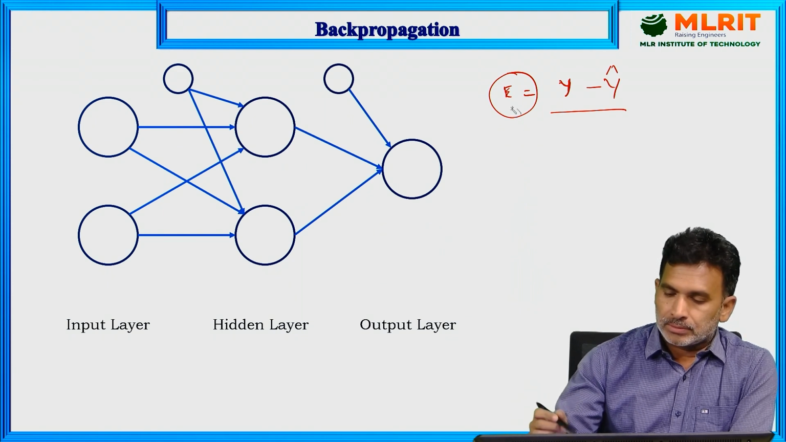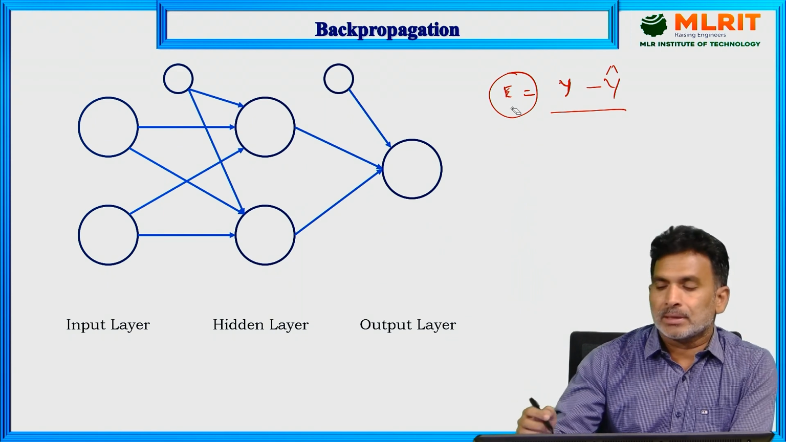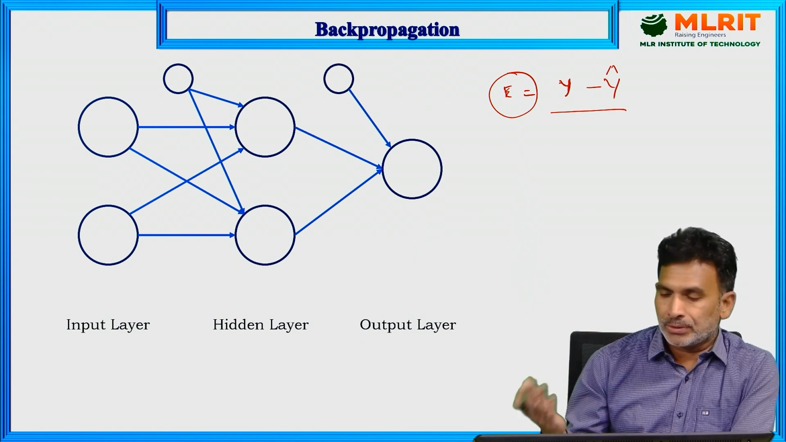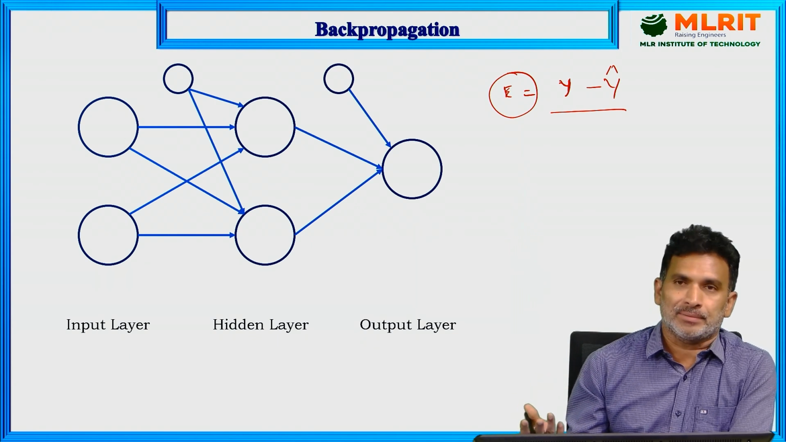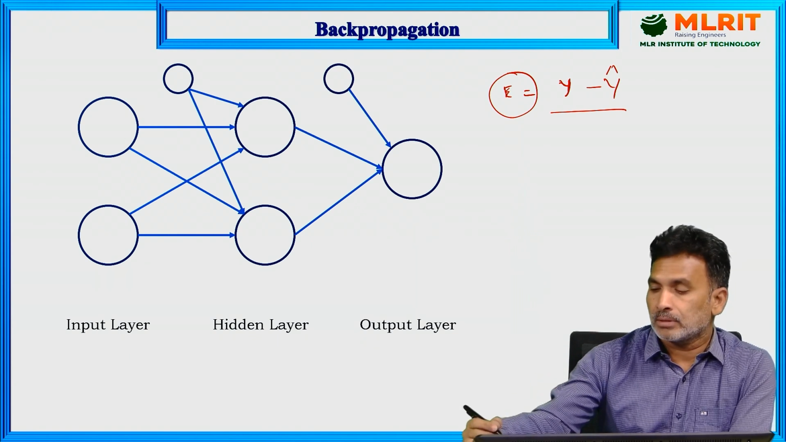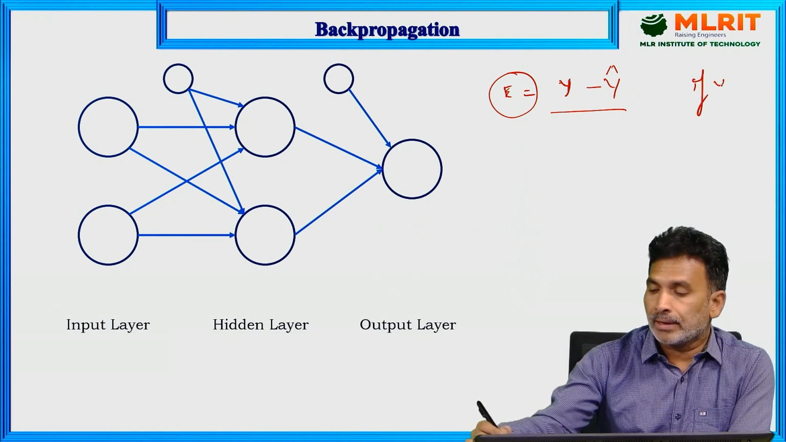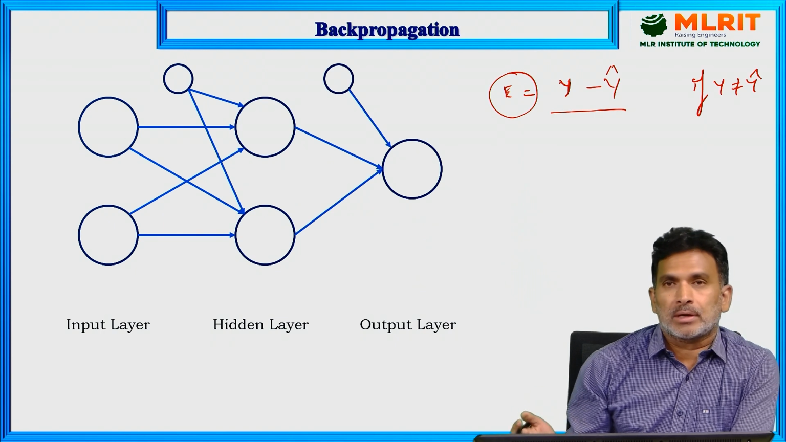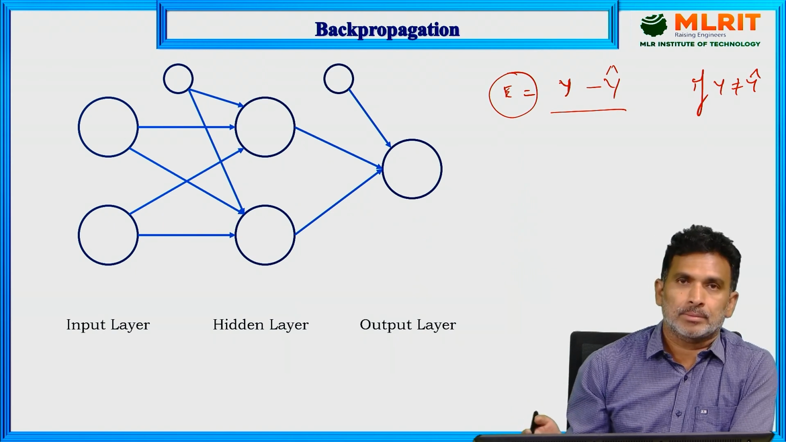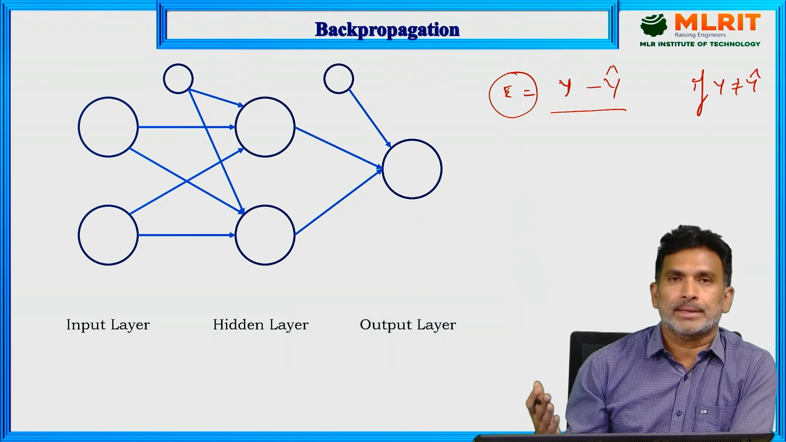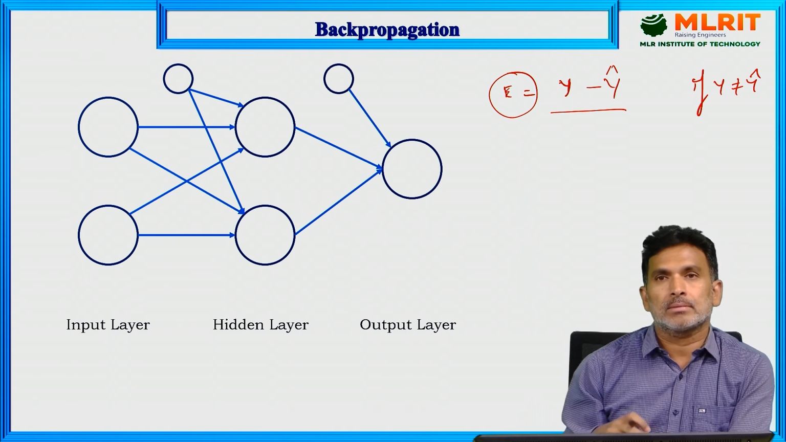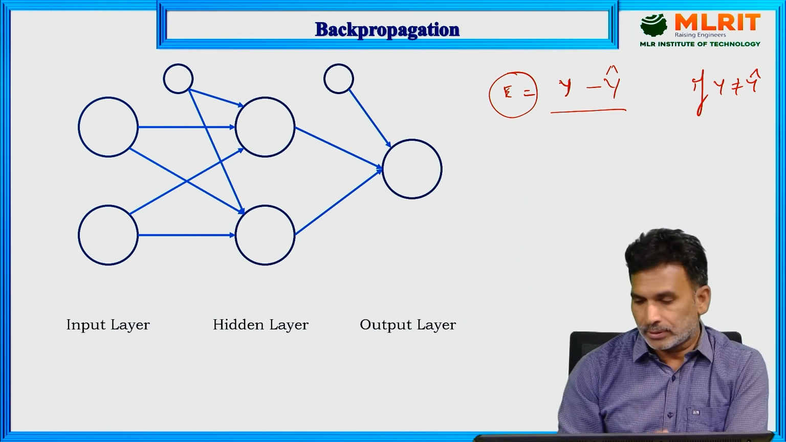This model has produced some error. That means the model is not able to predict accurately. So if y is not equal to y hat, that means the predicted output is not matching with the target. So how do we train the model? That is very, very important here.